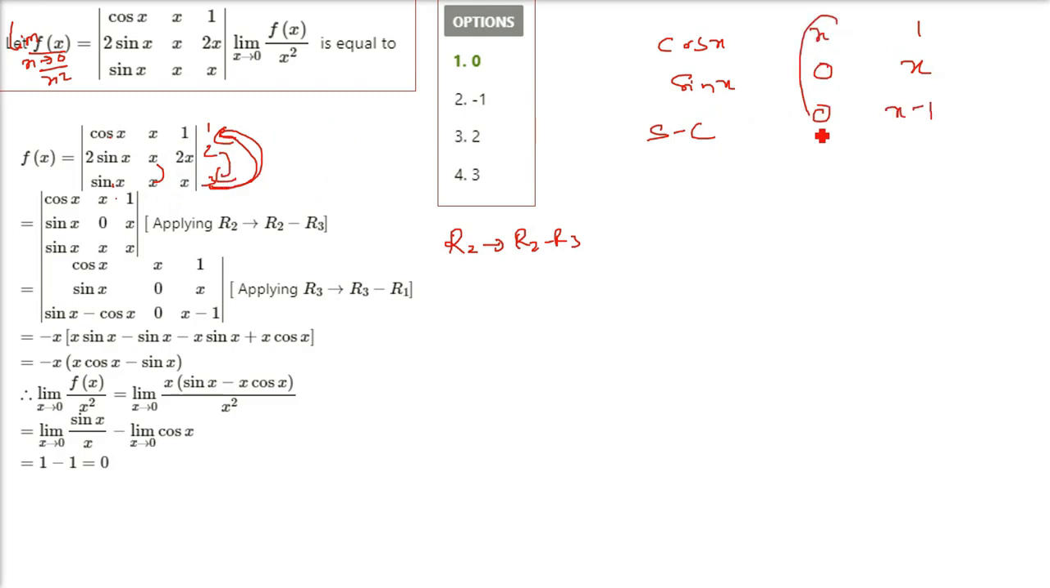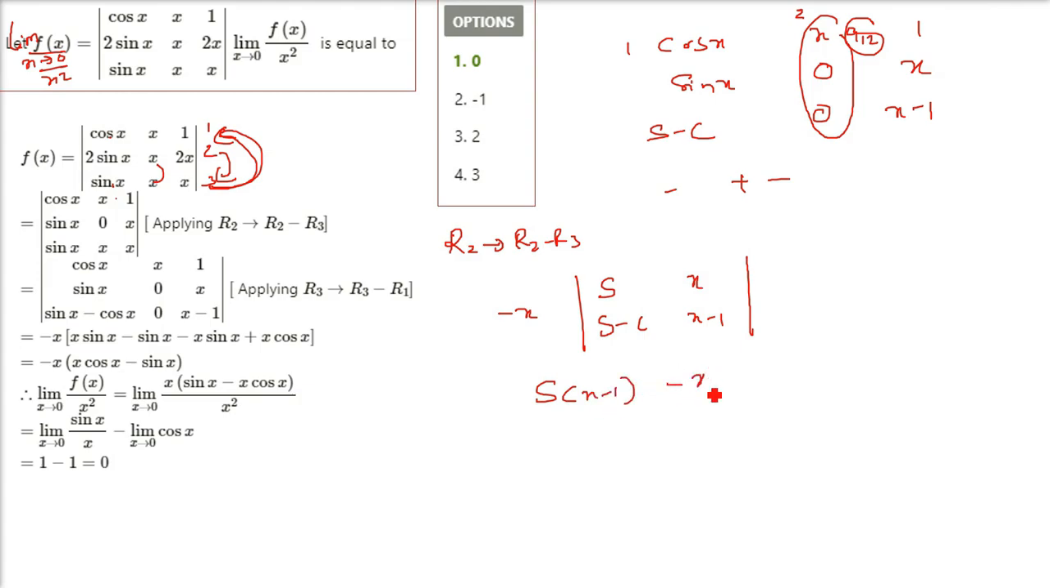Okay. Now this second column we are going to use to open the determinant. So this will be negative x, please remember. Minus, plus, minus, it will go, but I am not writing the other terms because there are 2 zeros here. The element is a12, and minus 1 to the power 1 plus 2 is minus 1 to the power 3, which is negative. So what do you get? sin x, sin x minus cos x, x minus 1. So now you get sin x times (x minus 1) minus x times (sin x minus cos x), and you have already minus x outside.